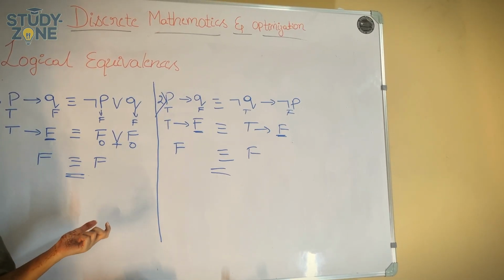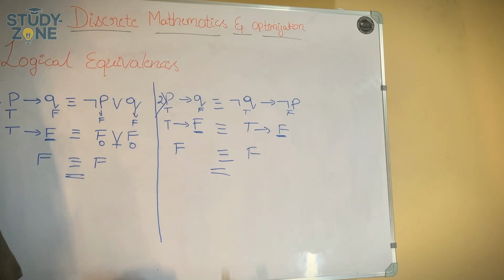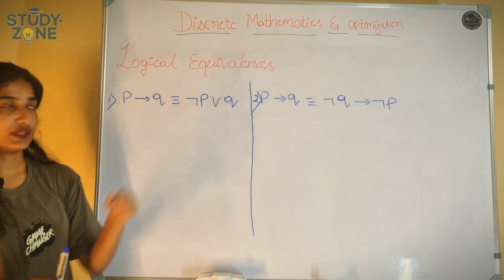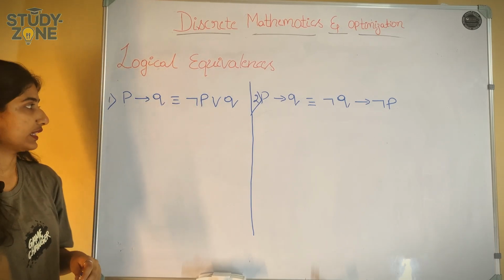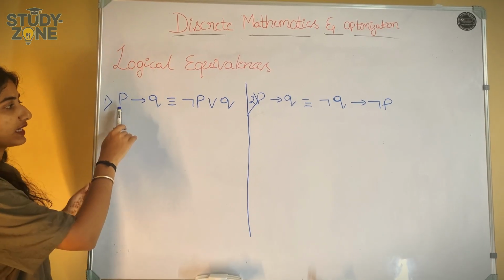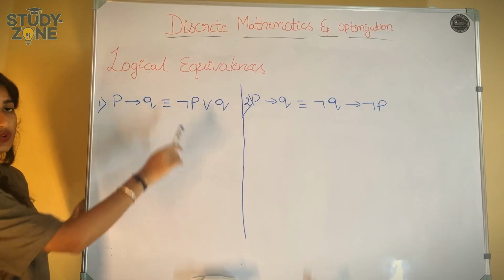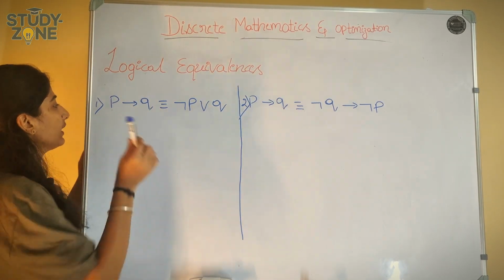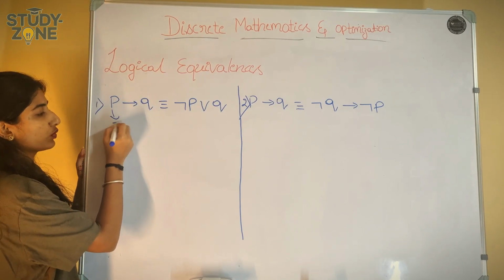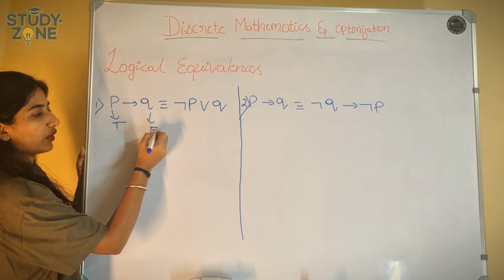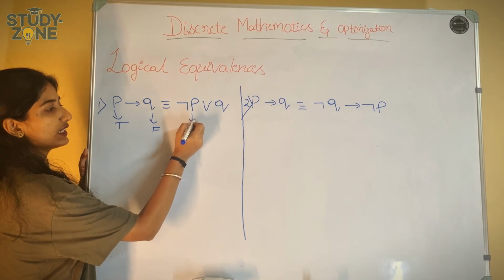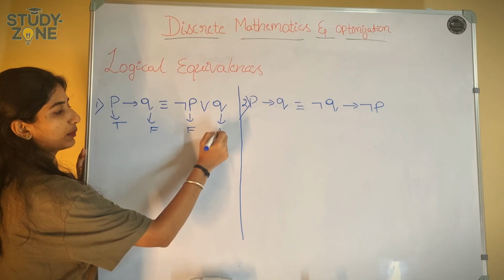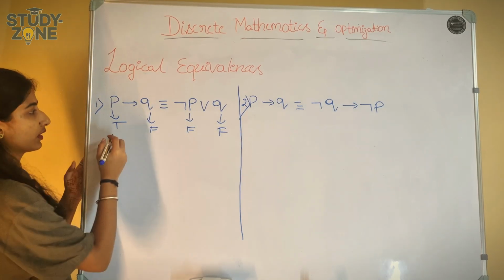In the next video, let us solve the problems under logical equivalence. I have taken 2 examples to solve the logical equivalences. So in the first example, there is P implies Q is logically equivalent to not P or Q. Here take P as true and Q as false. Negation of P is false, and here Q is same, so it will become false.